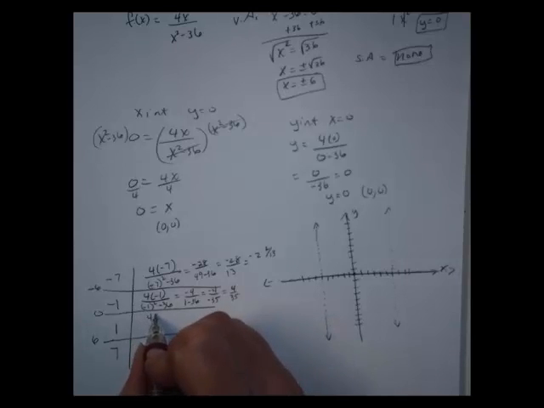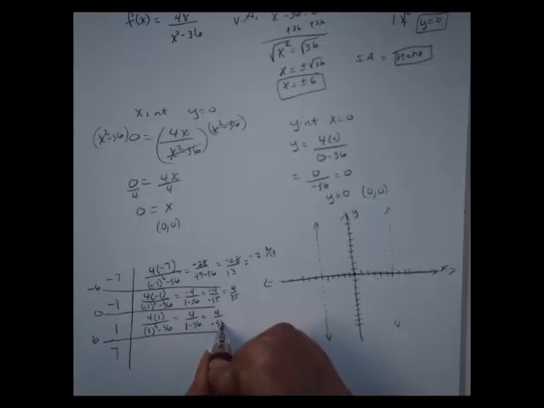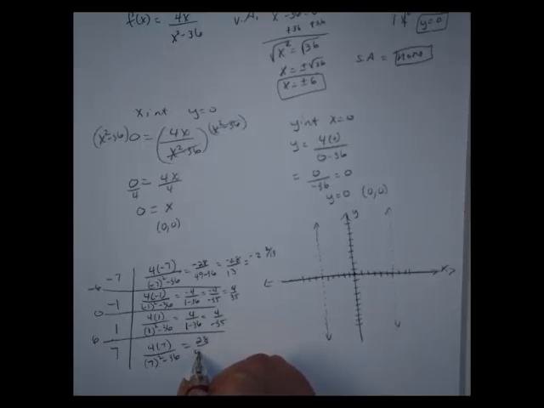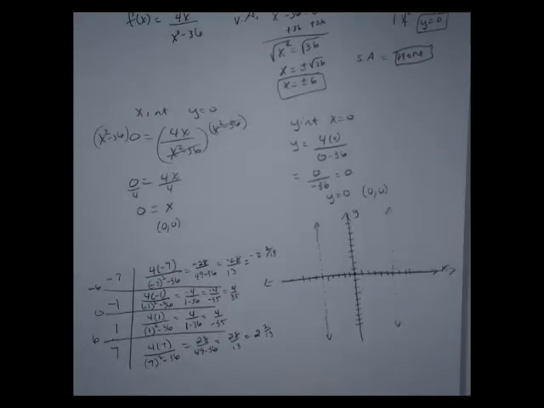Plugging in our 1, we get 4 times 1 over 1 squared minus 36. That's 4 over 1 minus 36, which is 4 over -35. And our last one: 4 times 7 divided by 7 squared minus 36 is 28 over 49 minus 36, which is 28 over 13, or +2 and 2/13. We're just getting an idea of what that number is so we can graph it.